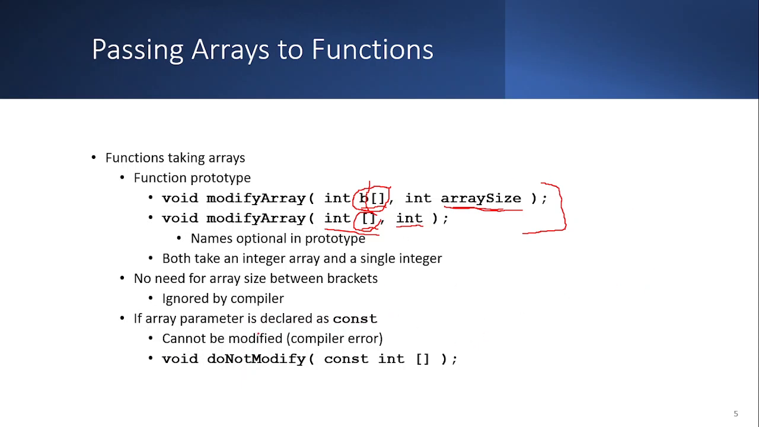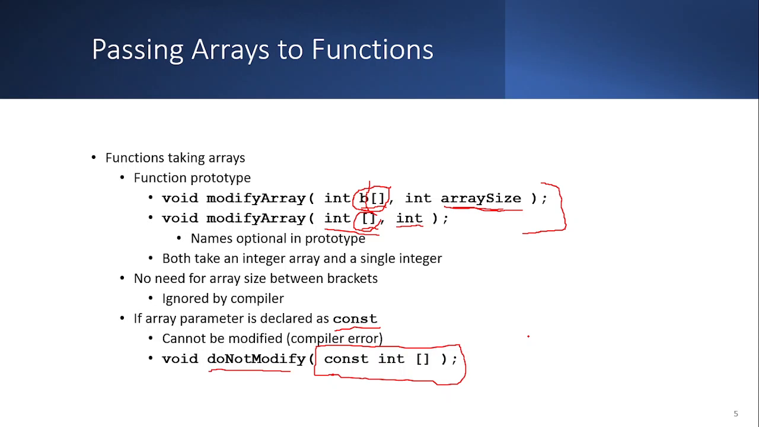If an array parameter is declared as const, if you say const int array, then this function won't be able to modify this array. If it tries to modify this array, then you'll get a compile error. So const references are useful when you're writing a function that you don't want to modify the argument which has been passed to it by reference.